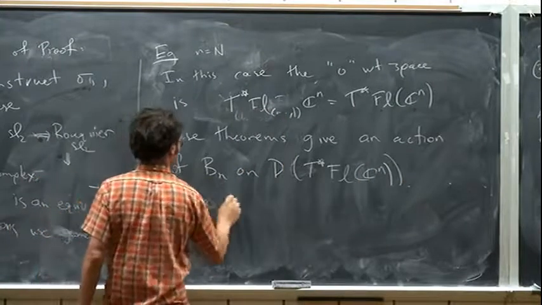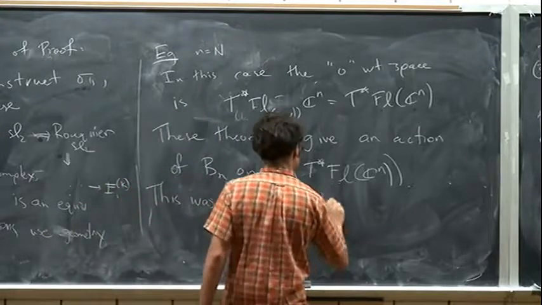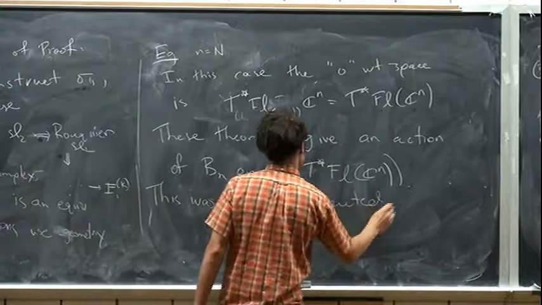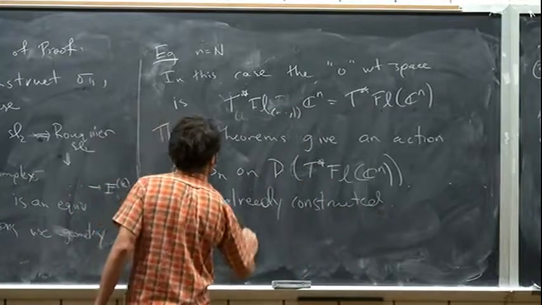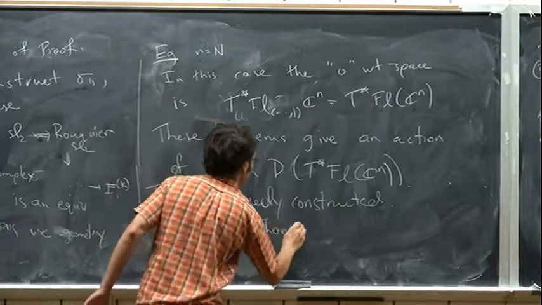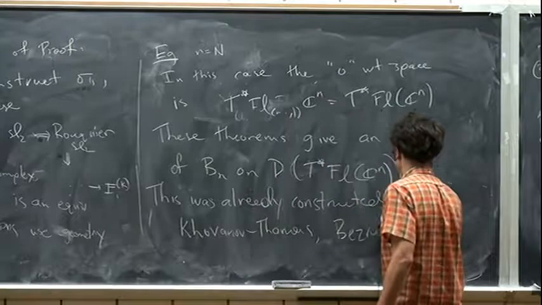It was already constructed by two different groups. One is Khovanov-Thomas, and the second group was Rouquier-Khovanov-Lauda.